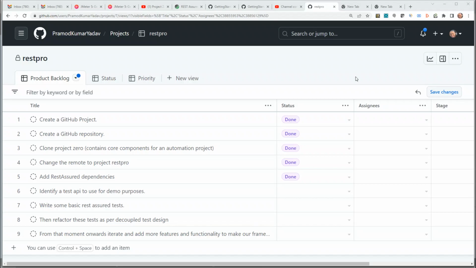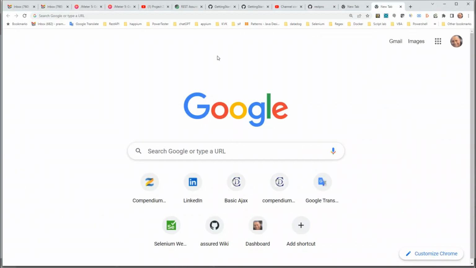Hey guys, in the previous video we saw how to add REST Assured dependency, but before we can start writing tests we need to have a demo API application on which we can write API tests. So the first thing that I want to do was to identify a good website for API practice.